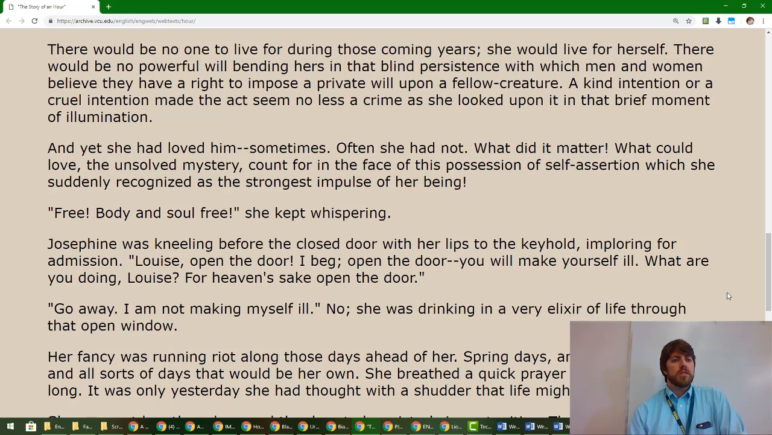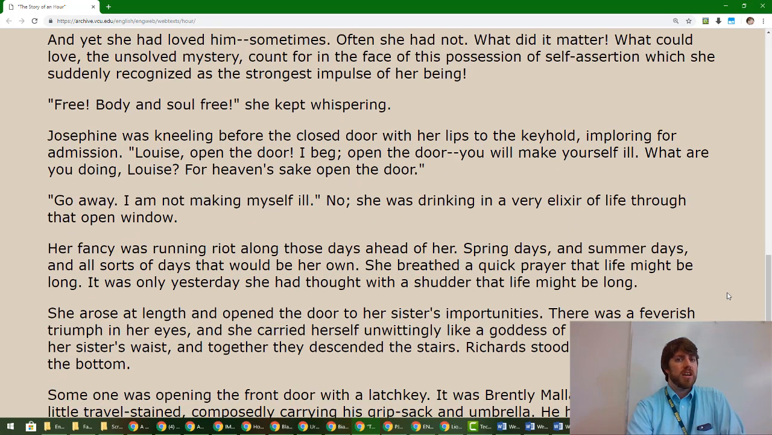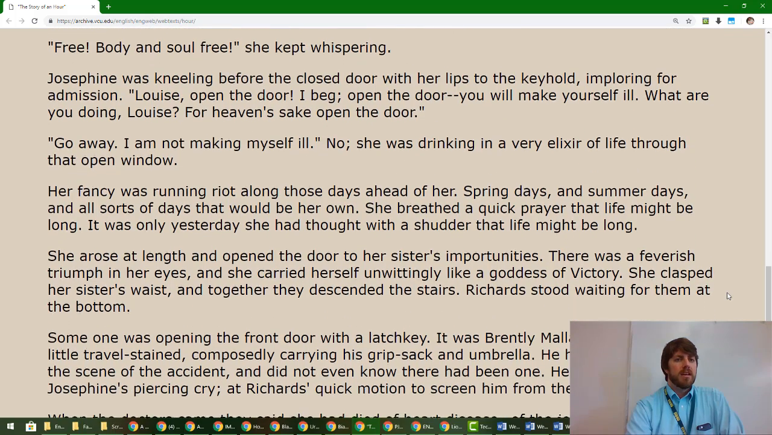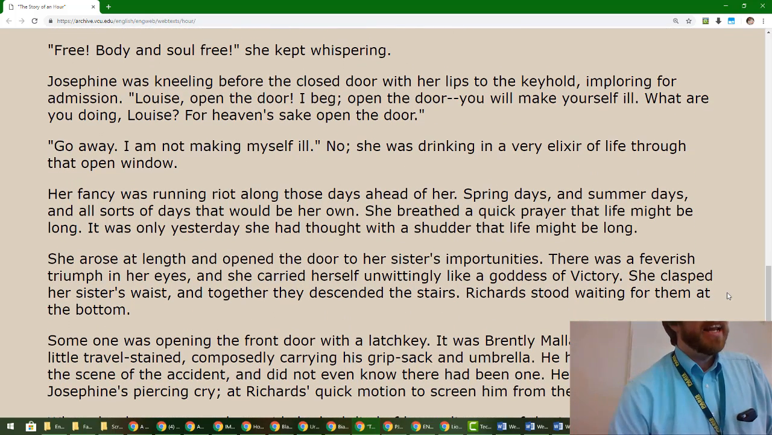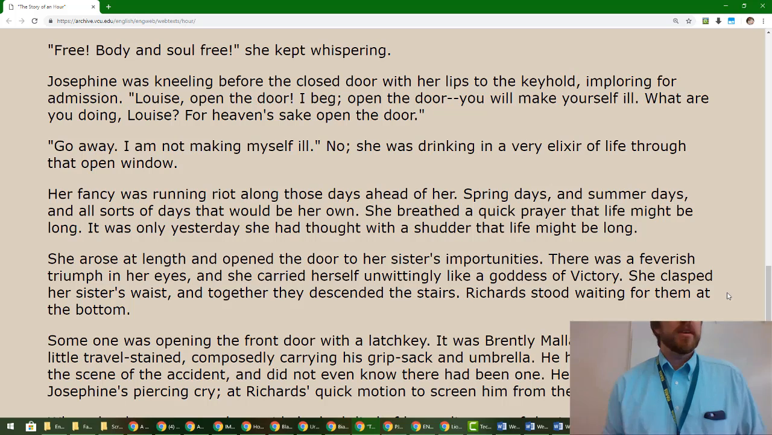A kind intention or a cruel intention made the act seem no less a crime as she looked upon it in that brief moment of illumination. And yet she had loved him. Sometimes. Often she had not. What did it matter? What could love, the unsolved mystery, count for in the face of this possession of self-assertion which she suddenly recognized as the strongest impulse of her being? Free, body and soul, free, she kept whispering.